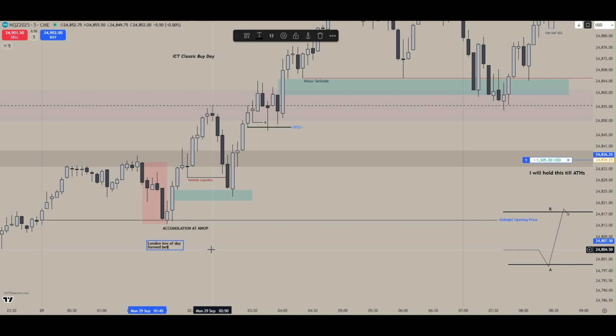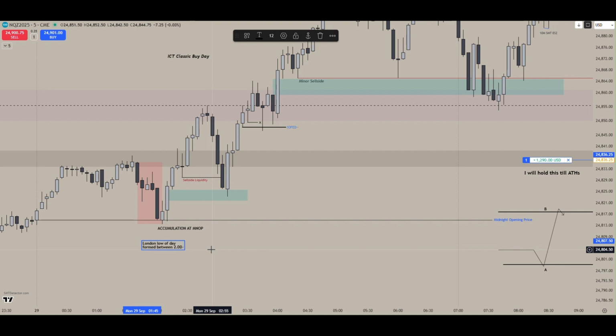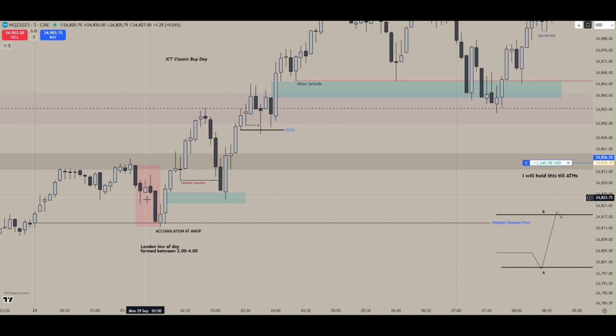formed between 2 o'clock to 5 o'clock, 2 o'clock to 4 o'clock, and if the low is not formed till 4, we can extend it out to 5, but generally we want the low of day to be formed between 2 o'clock to 4 o'clock if it is a classic buy day, and the high of the day to be formed if it's a classic sell day, right?